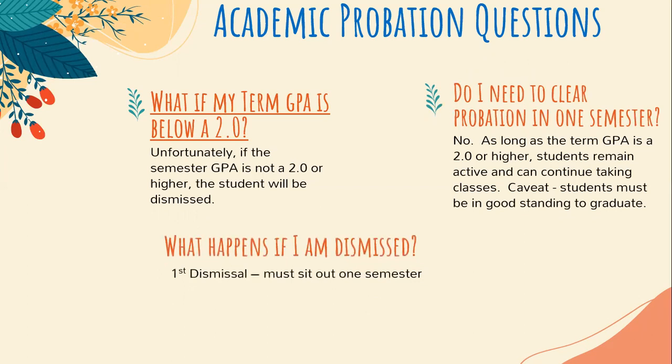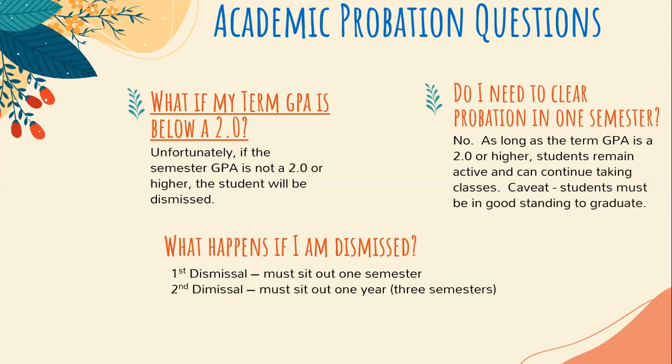So what happens if a student is dismissed? If it is the student's first dismissal, that student will need to sit out for 1 semester. For example, if a student is dismissed at the end of the spring semester, that student must sit out the summer semester and then will need to apply and petition to return to the fall semester.